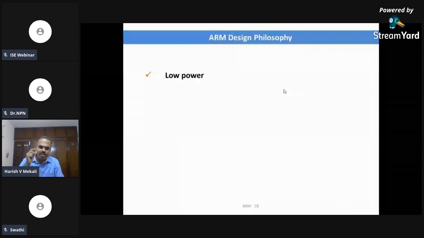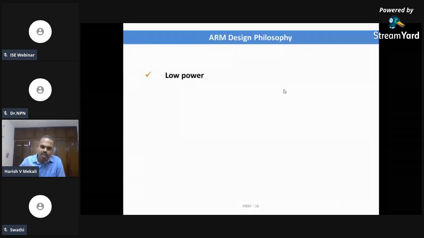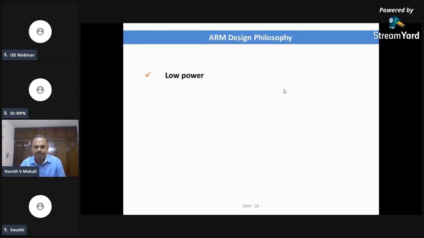Whenever we have electronics which is portable, we need a processor which consumes as low power as possible. Hence, a low power processor becomes very, very important. So ARM is the world's most low power processor that is available at present. Okay, second point.